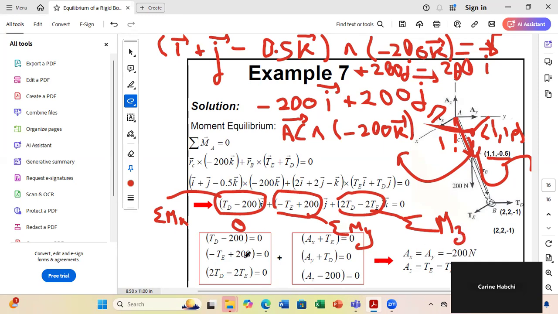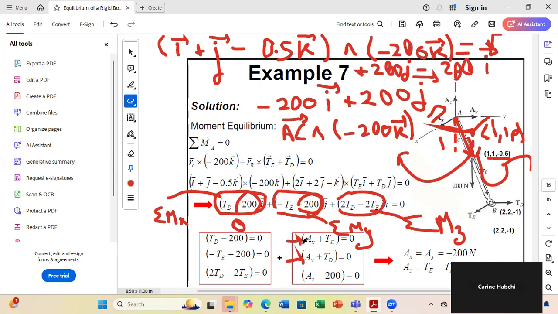So if you solve here, you get T_D equal to 200. And from this relation, you also get T_E equal to 200. Once you get T_D and T_E, going back to your previous equations, you solve for A_X. A_X is minus T_E, which is minus 200, and A_Y is minus T_D, which is minus 200. So you just need the first 5 equations to solve for your unknowns.